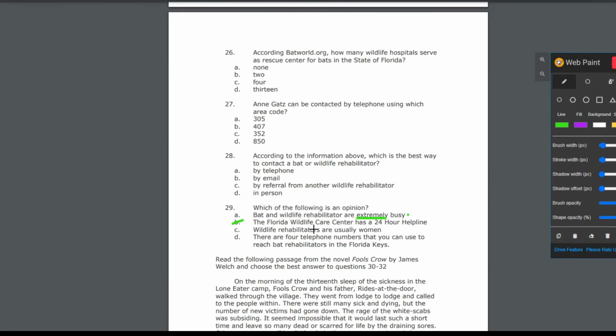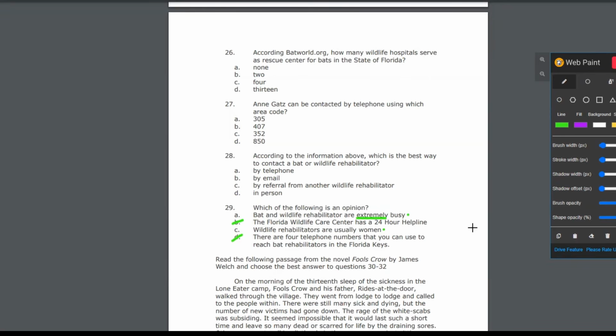All right, C: wildlife rehabilitators are usually women. This one raised a red flag to me too, because they didn't really talk about the sex of who the rehabilitators were. We can make assumptions based off the names of the people on there, but again, we're just making assumptions. And then D, there are 4 telephone numbers that you can use to reach bat rehabilitators in the Florida Keys, and that is a fact. So when I got down to A and C, I didn't really have an inkling on which one was the better answer.